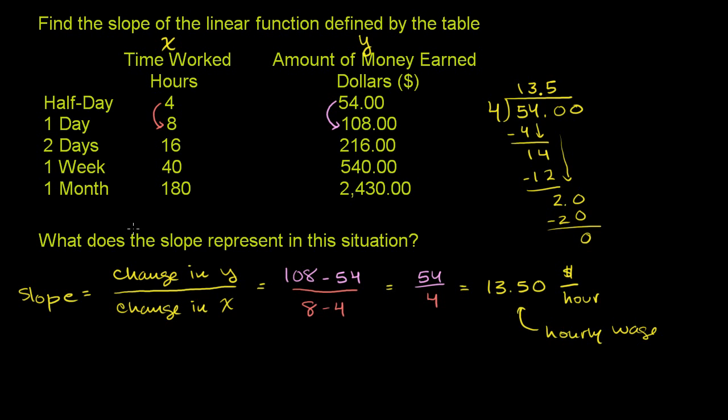And frankly, for this problem, we didn't even have to take 2 data points. We could have said, hey, if we work 4 hours, we make $54. 54 divided by 4 is $13.50. Or we could have said, hey, if we work 8 hours, we get $108. 108 divided by 8 is $13.50. So you didn't even have to take 2 data points here. You could have just taken any of these numbers and divided by any of these numbers. But hopefully, we also learned a little bit about what slope is.